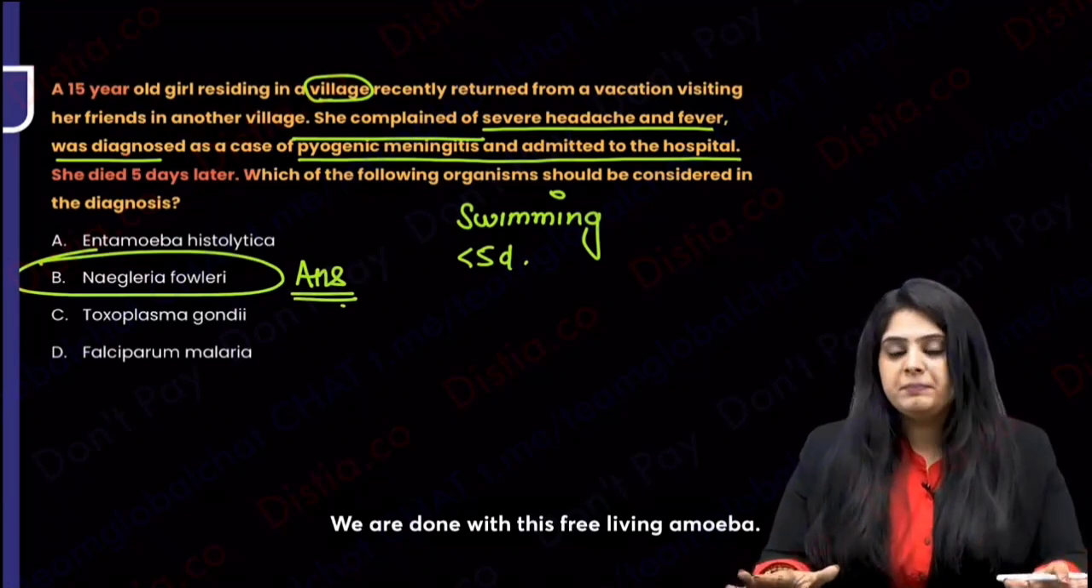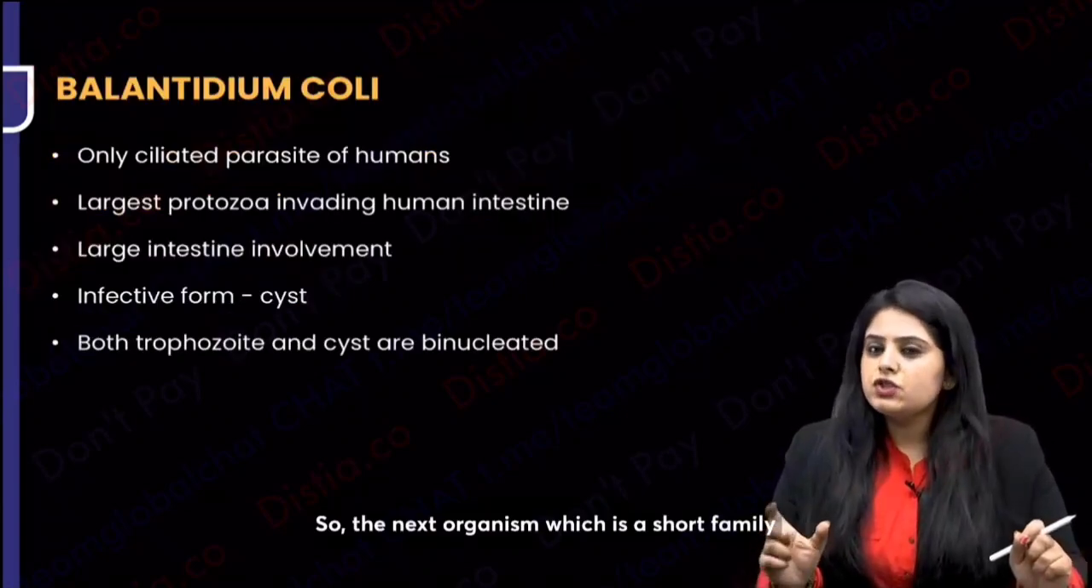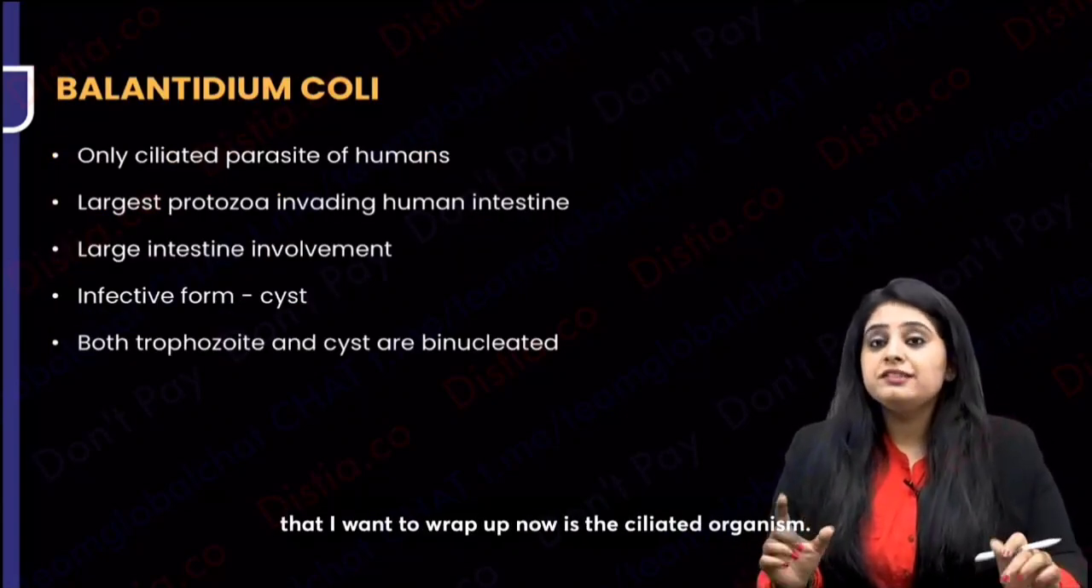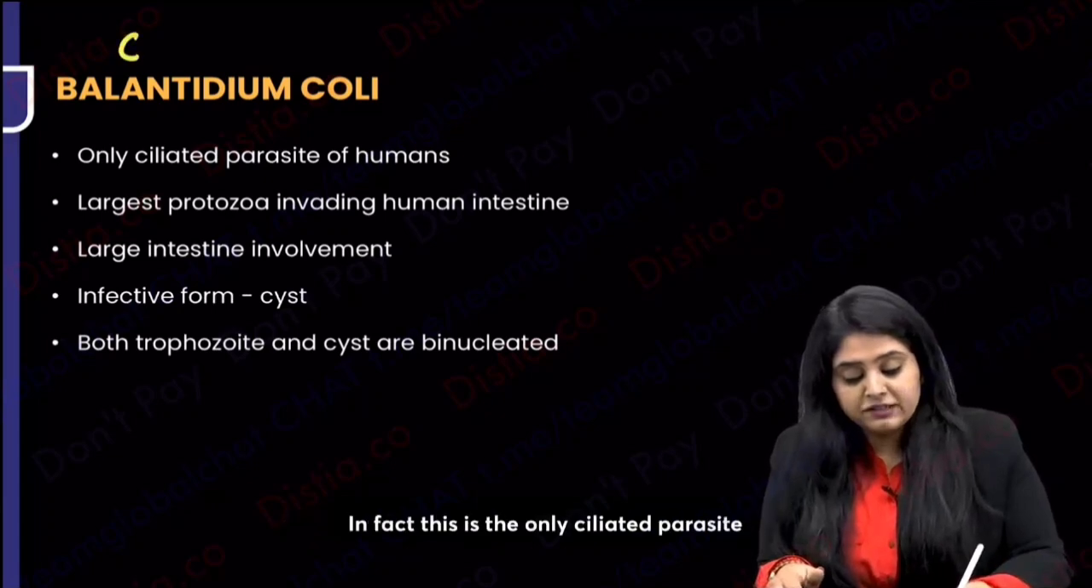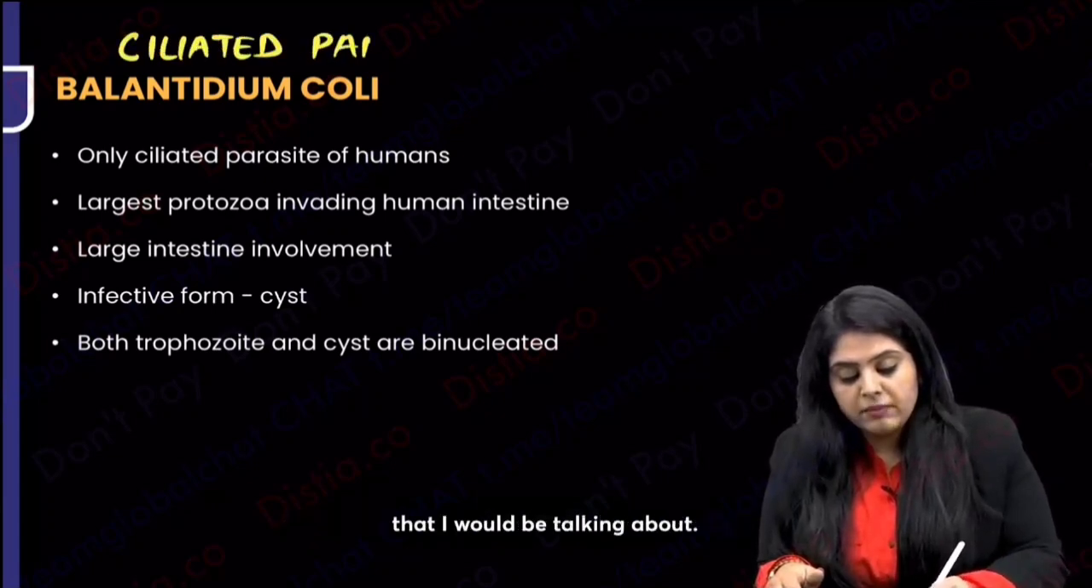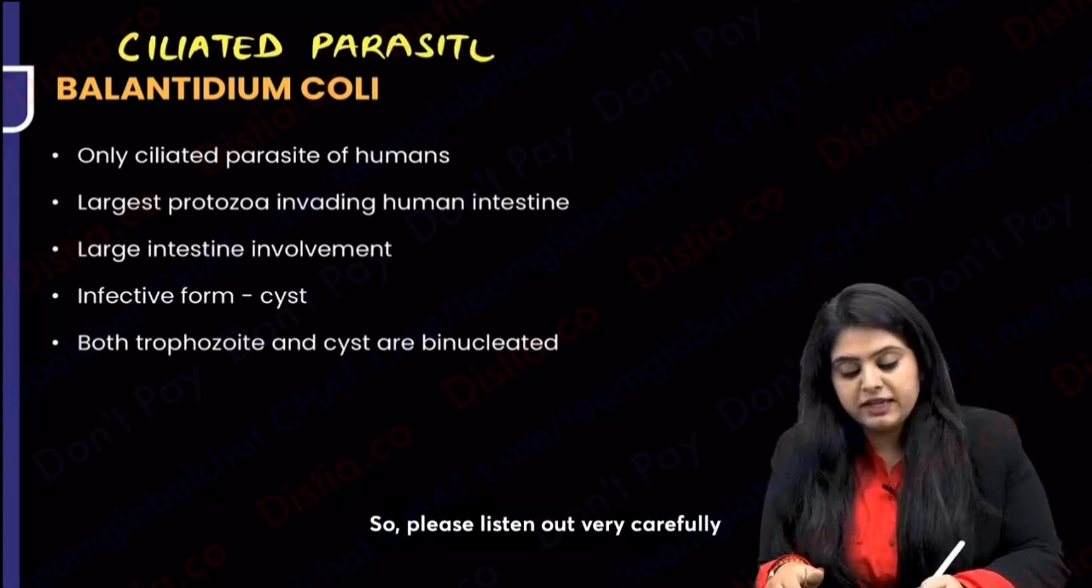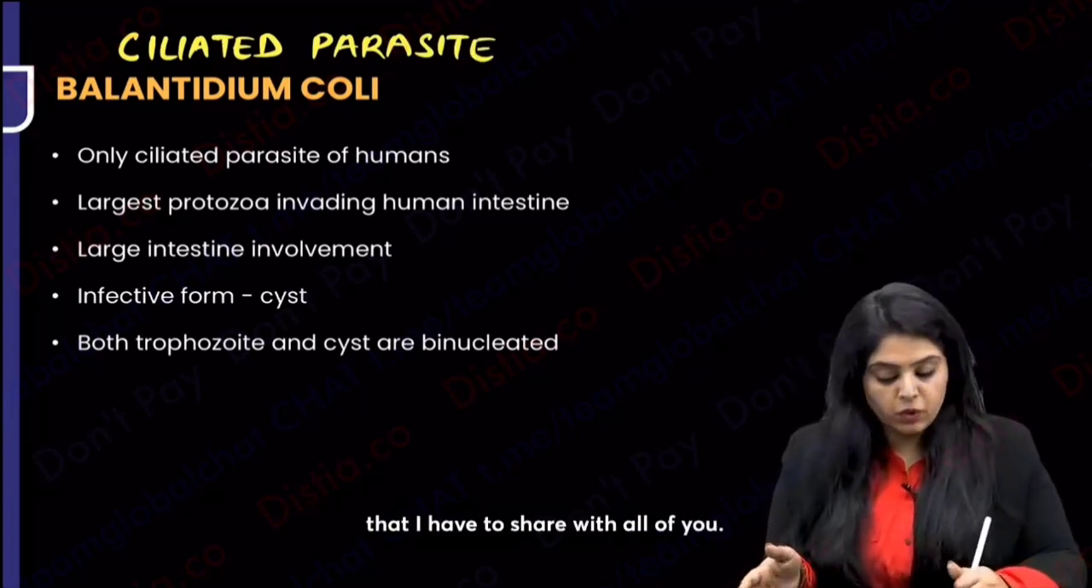Free living amoeba, done. So the next organism, which is a short family that I want to wrap up now, is the ciliated organism. In fact, this is the only ciliated parasite that I would be talking about. So please listen very carefully, and it's a beautiful story that I have to share with all of you.